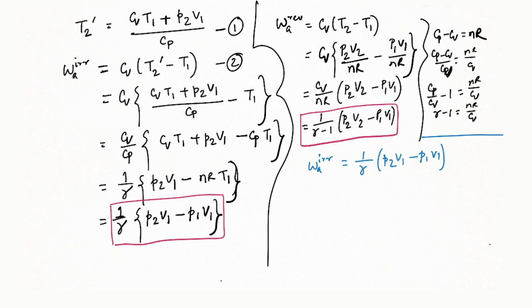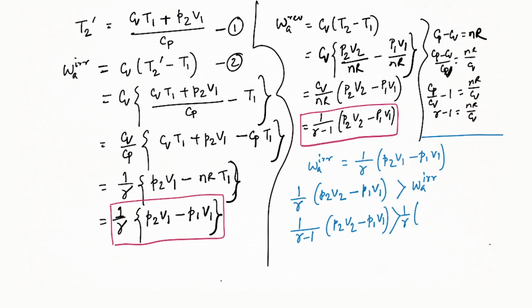Now, if I replace V1 by V2, since V2 is larger in volume, that will be a bigger quantity. So, we can write 1 by gamma (P2 V2 minus P1 V1) is greater than the irreversible adiabatic work done. Now, we can replace gamma by gamma minus 1, which will increase it further. So, we can write 1 by (gamma minus 1) (P2 V2 minus P1 V1) is larger than 1 by gamma (P2 V2 minus P1 V1), which is larger than the adiabatic irreversible process work.